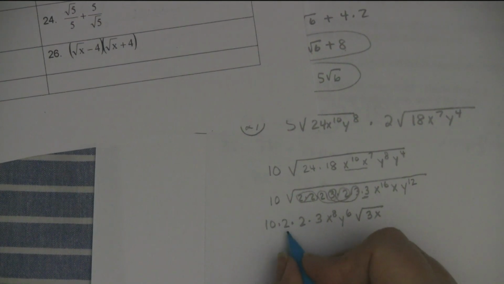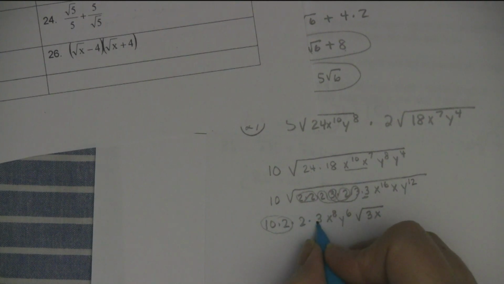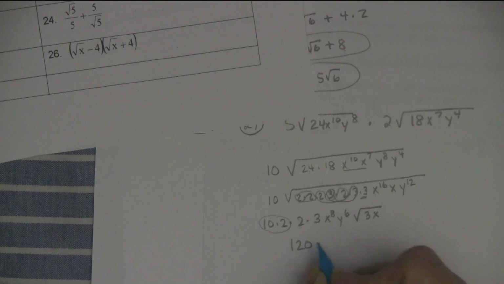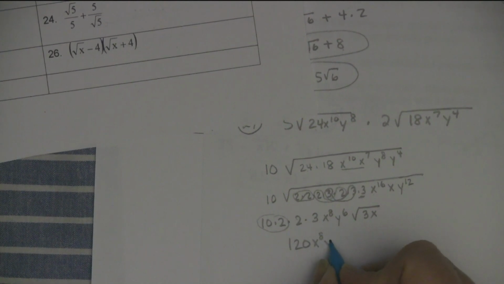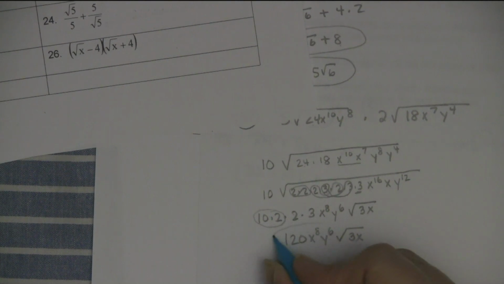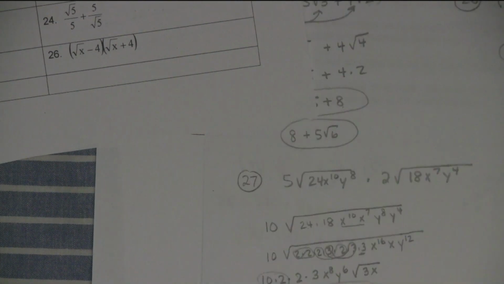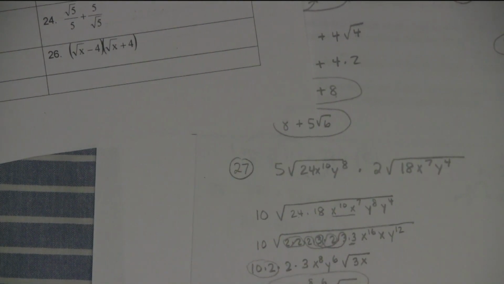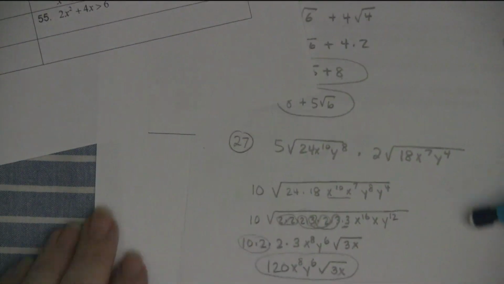So all together, we're going to get 20, and 20 times 6 is 120, is that right? x to the 8th, y to the 6th, and then the square root of 3x. Okay, and that was number 27, and that was the last one in that little section. Okay, and then I'm going to put these on a different piece of paper.